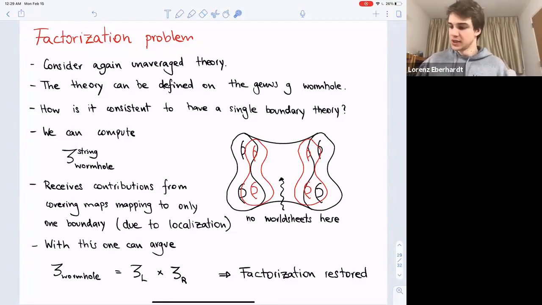Using this, even though I cannot compute this, you can argue that the wormhole partition function needs to factorize. There is basically one contribution that comes from worldsheets that localize to the left boundary and one that localizes to the right boundary. And this wormhole partition function itself is a perfect product.